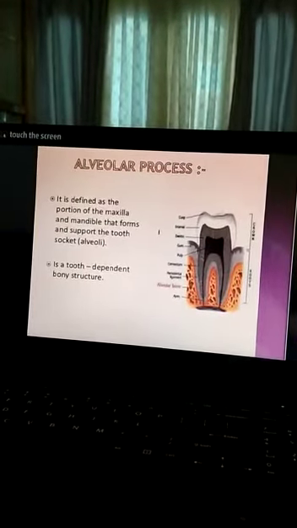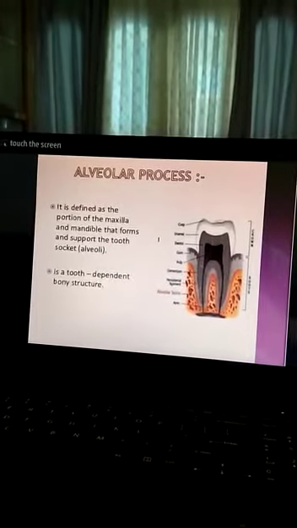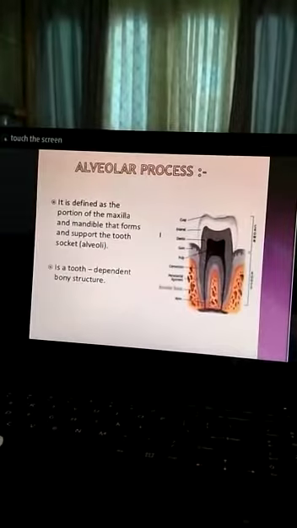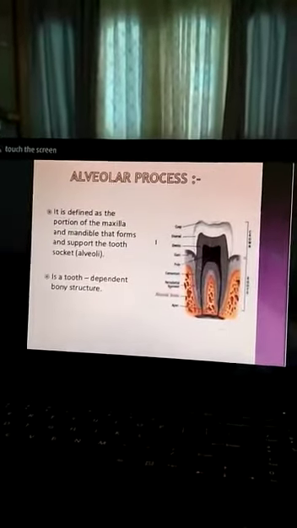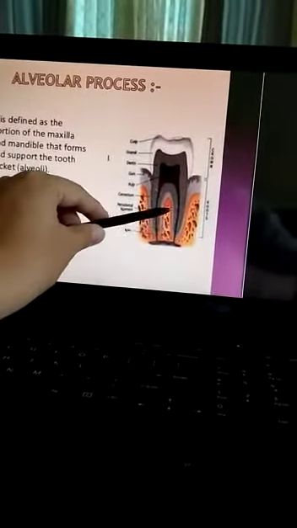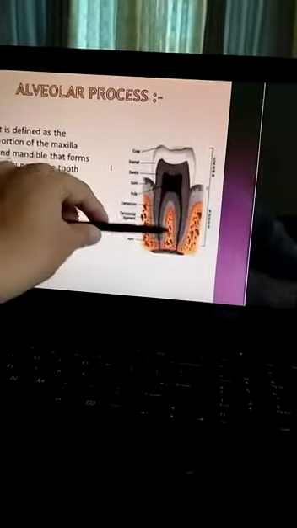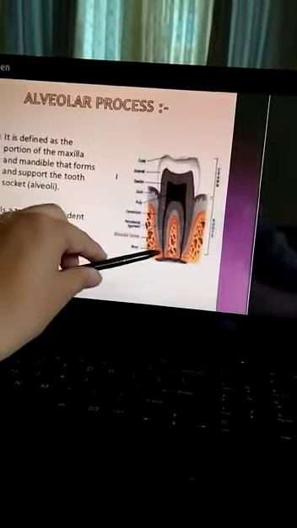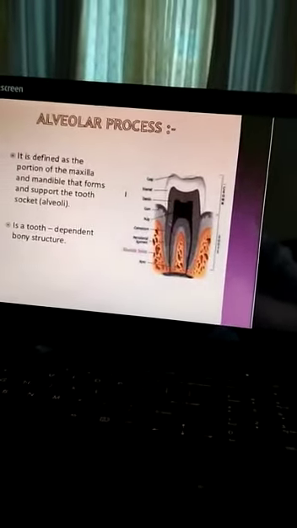Alveolar process. The alveolar process is that portion of the maxilla and mandible that forms and supports the tooth socket. Here you can see these portions which are dark yellow. These are called alveolar bone.